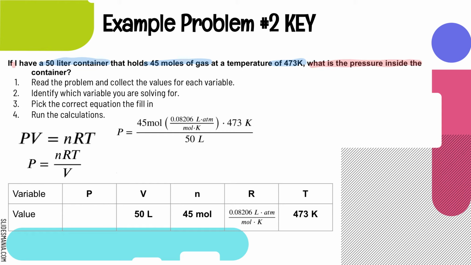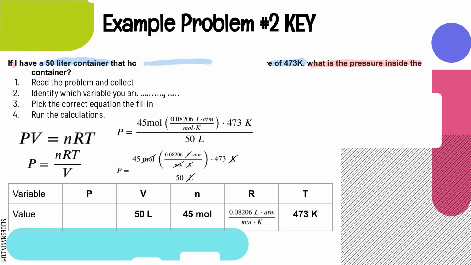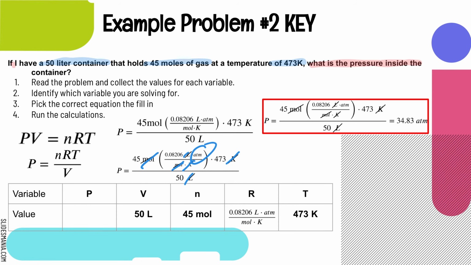So P is equal to 45 moles times R, which is 0.08206, times 473, all divided by 50. When I do that, I get P is equal, my moles cancel, my liters cancel, my Kelvins cancel, and I'm left with my unit of atm. And when I perform those calculations, I get my answer to be 34.83 atm. Okay?